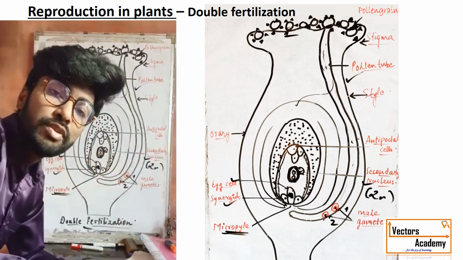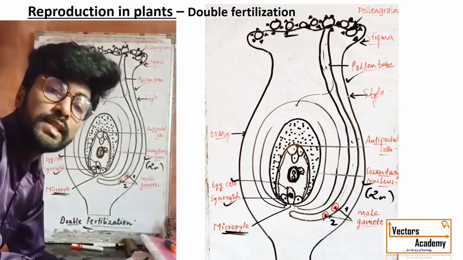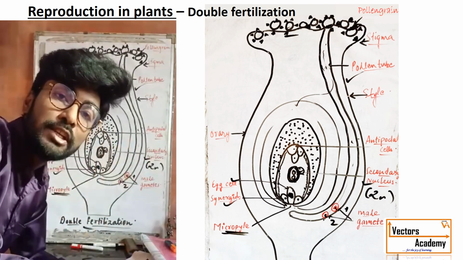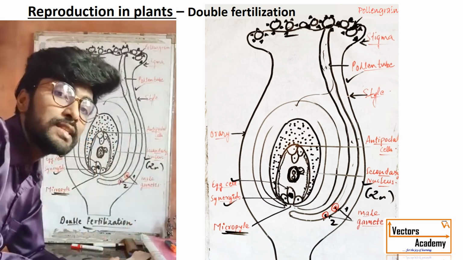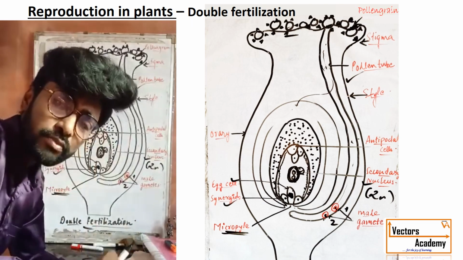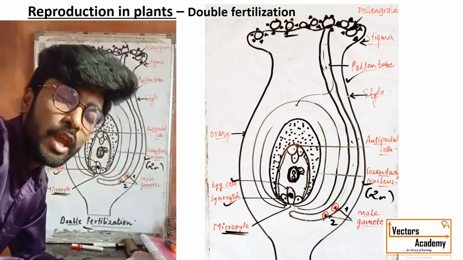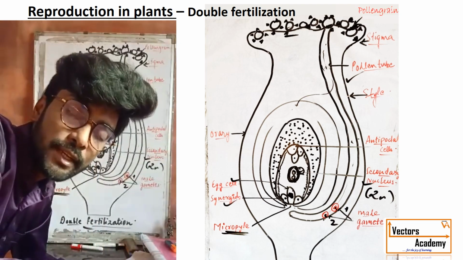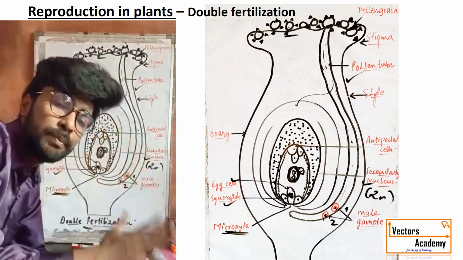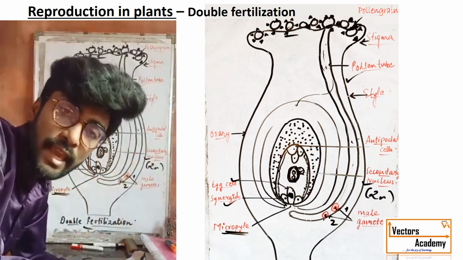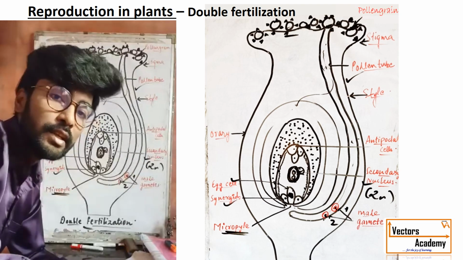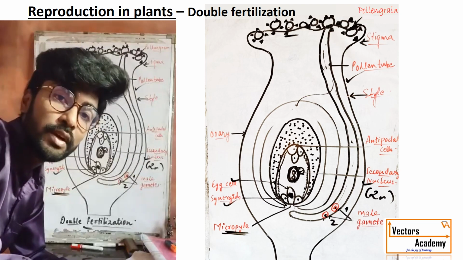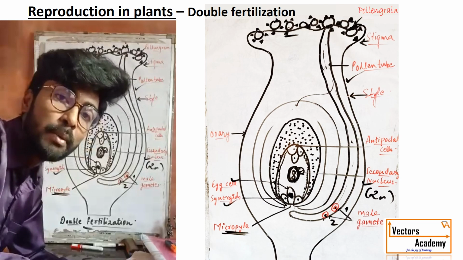And fourth point, the seeds which are generally formed show a higher percentage of germination. It means the seeds which are formed during this double fertilization show higher viability of seed germination. And fifth point, here the variations can be seen. In the double fertilization, the variations can be seen. So this is the topic called double fertilization taking place in the angiospermic plant.